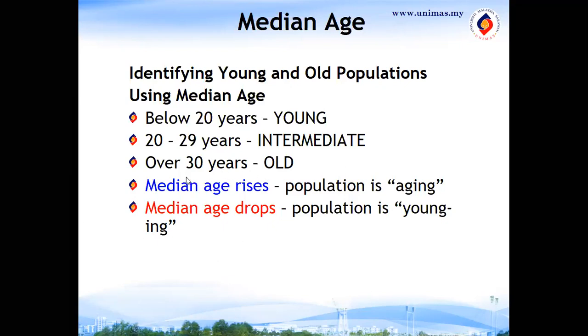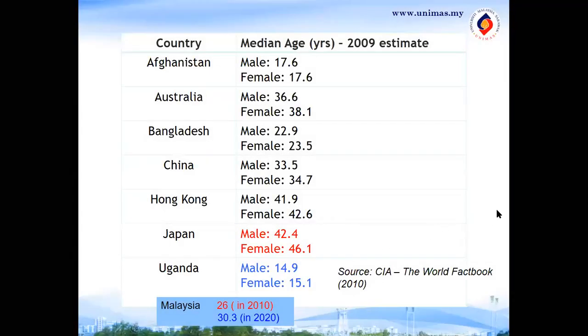Jadi that's why median age ini boleh digunakan untuk melihat sama ada negara tersebut, sebuah negara adalah an old population or towards an aging population ataupun towards a younger population. Okay, I've just shown you these are some statistics earlier on. Ini yang ada di sini is based on 2009 estimate dulu lah, right? Figure from the World Factbook, CIA World Factbook 2010.